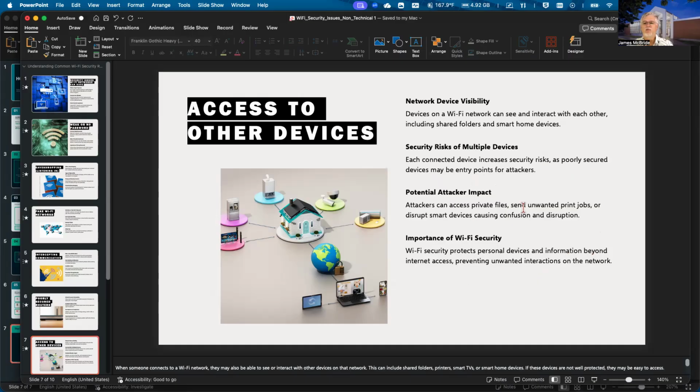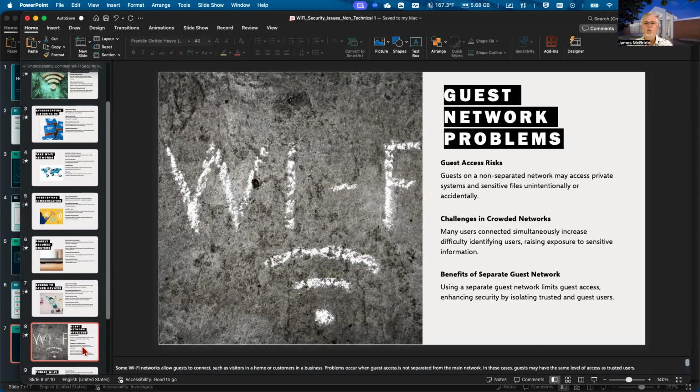And they access your private files, unwanted print jobs. Nobody really cares too much about that, but it can cause a lot of confusion and disruption. Wi-Fi security protects personal devices and information beyond internet access, preventing unwanted interactions on your network. You really, really don't want them doing what they're probably going to do on your network.